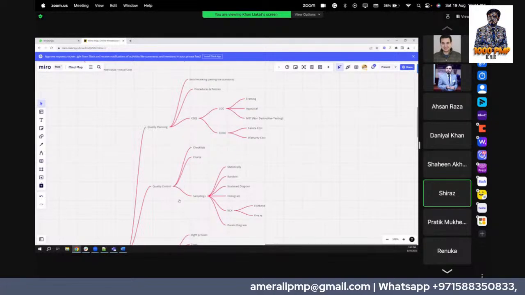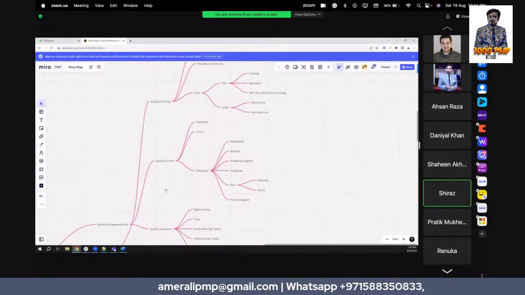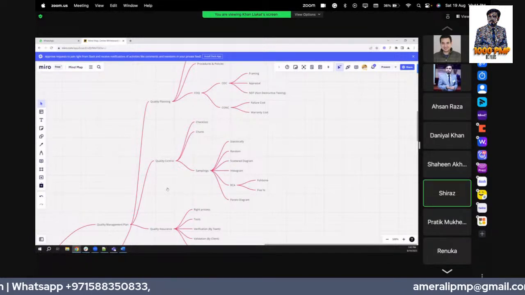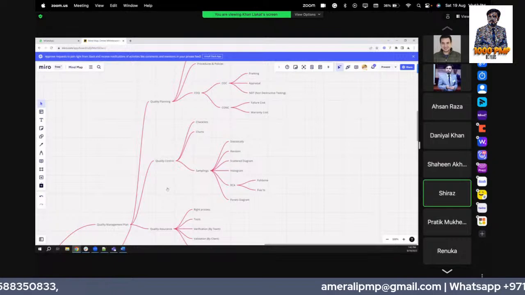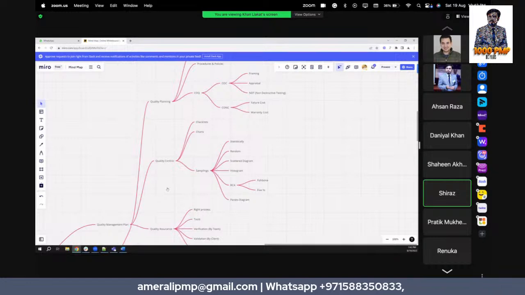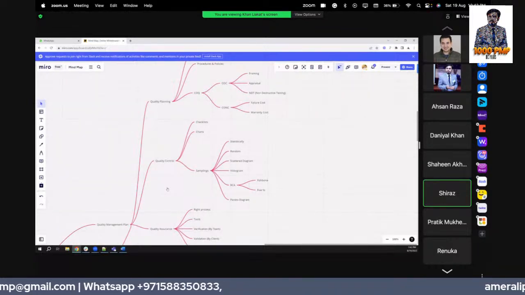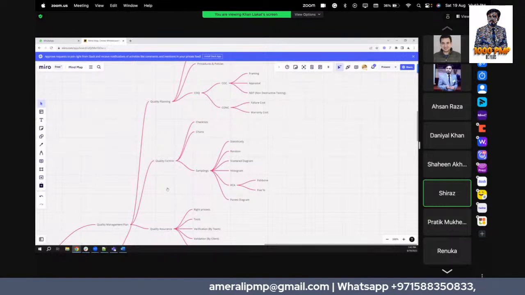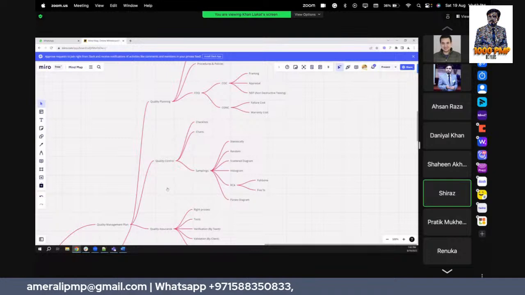In quality control, when the product is manufactured and done, then we have to monitor it. We have checklists, charts, and sampling techniques. We have listed 5-6 techniques here: statistical sampling, random sampling, scatter diagram, histogram, and then based on our evaluation, we perform the root cause analysis. We only listed the two main techniques, fishbone and 5 whys.